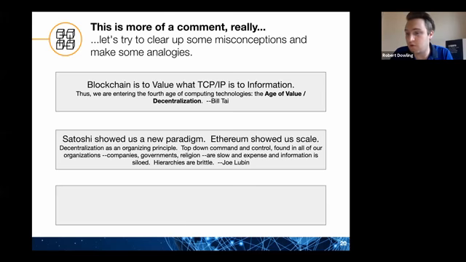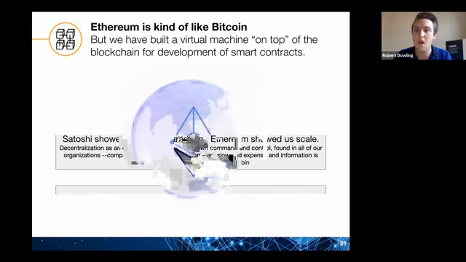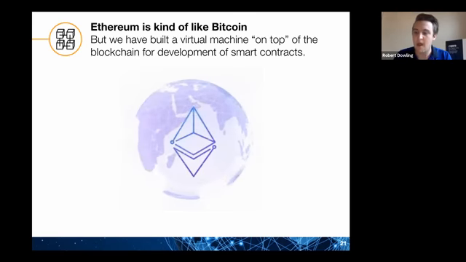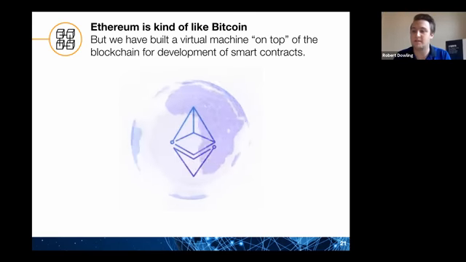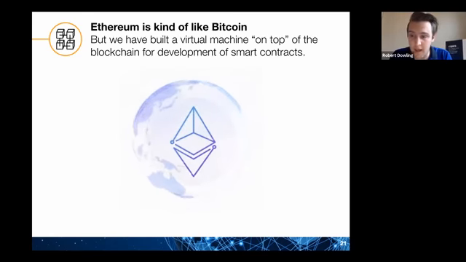And then Joe Lubin, who founded Consensus and co-created Ethereum, sees Ethereum as a way to scale decentralization as an organizing principle. So what is this Ethereum thing? Well, it's kind of like Bitcoin, except on top of it, we have this virtual machine. And this virtual machine allows for the development and execution of something called a smart contract.